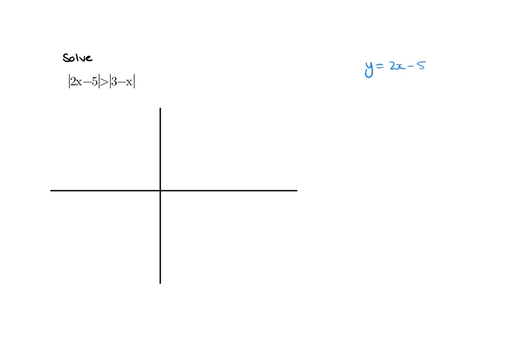So I know that the graph of y equals 2x minus 5 goes through minus 5 on the y-axis, and I know that it goes through 5 over 2 on the x-axis. Now, it's going to be a straight line graph with a positive gradient. Because it's a modulus, the part of the graph that would ordinarily be underneath the axes gets reflected and becomes positive. So it's actually going to go through positive 5.